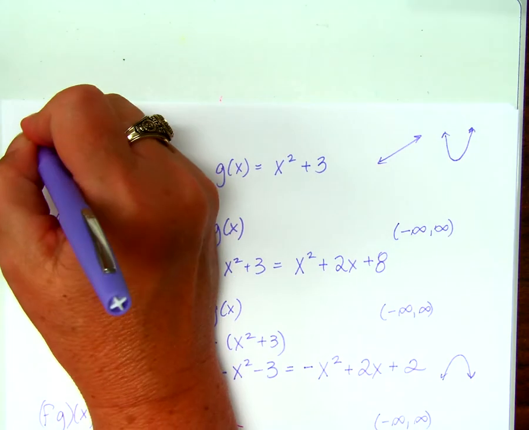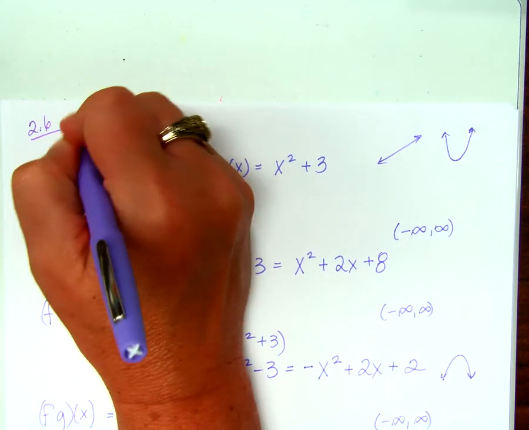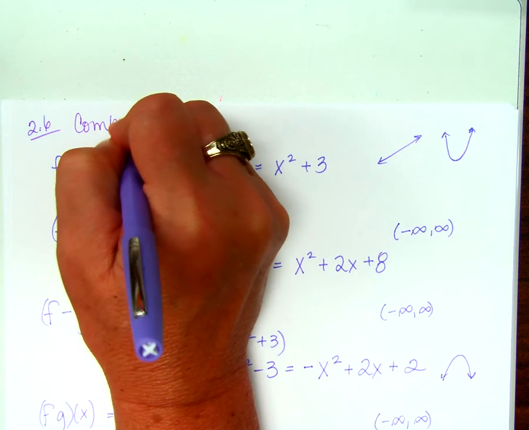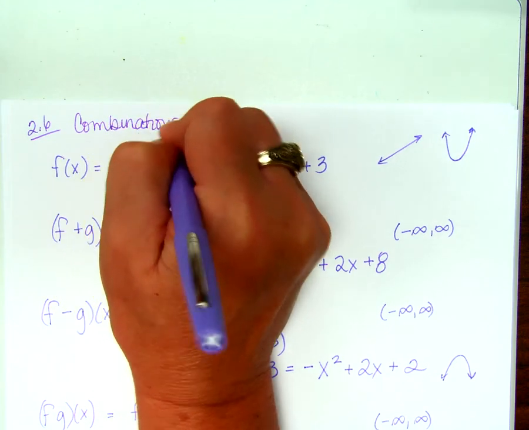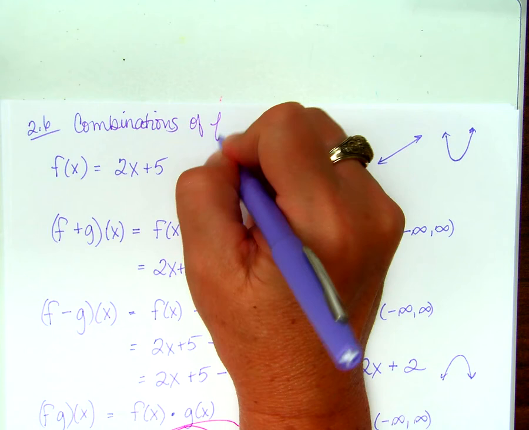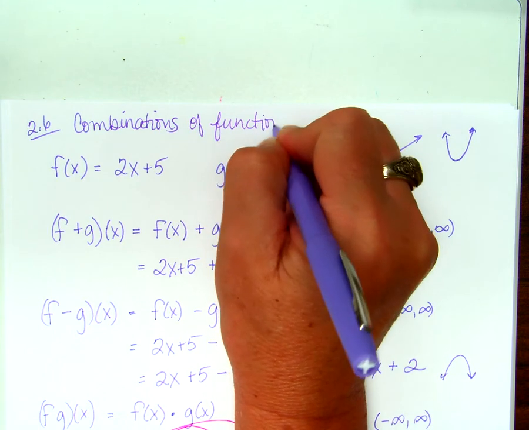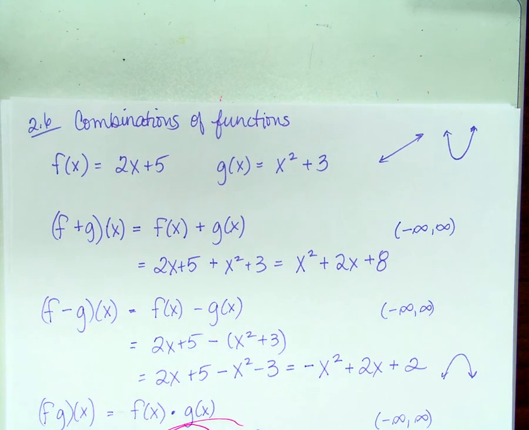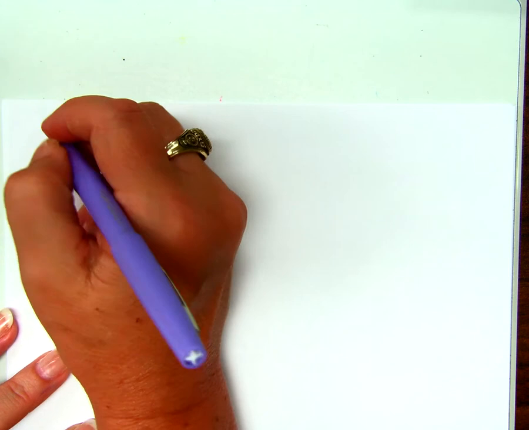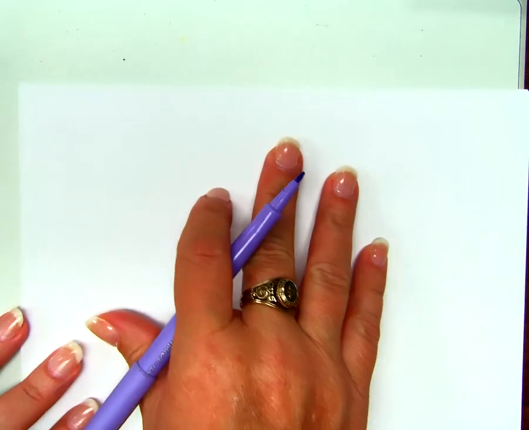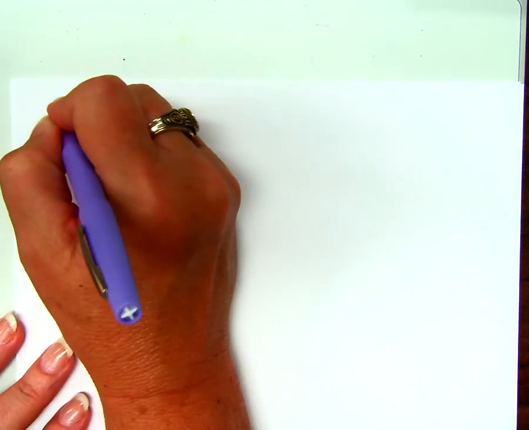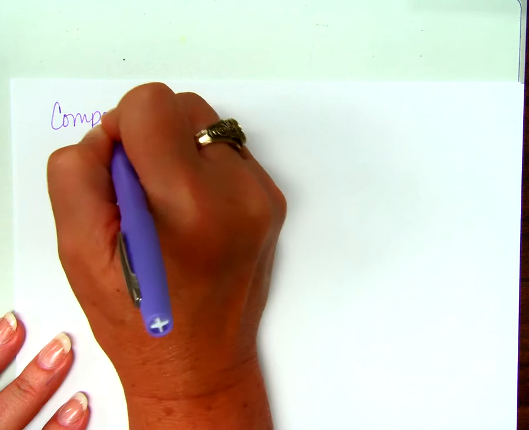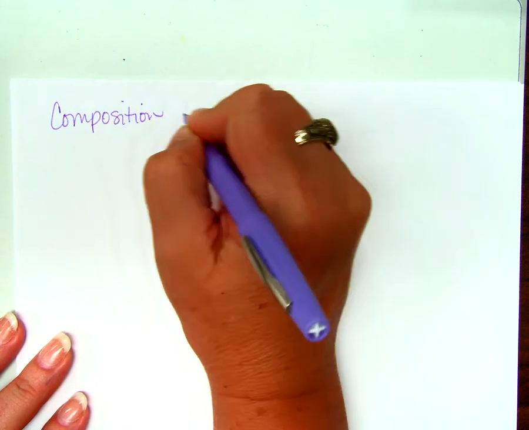Okay, I should have put a title on this. Sorry about that. That's 2.6, combinations of functions. Like I said, we did that. It's just been a while and we went kind of fast over it to begin with because it's pretty easy, isn't it? The other thing that happens in 2.6 that we talked about quite a bit, but it's been a while, so I'd like to remind you, is composition of functions.